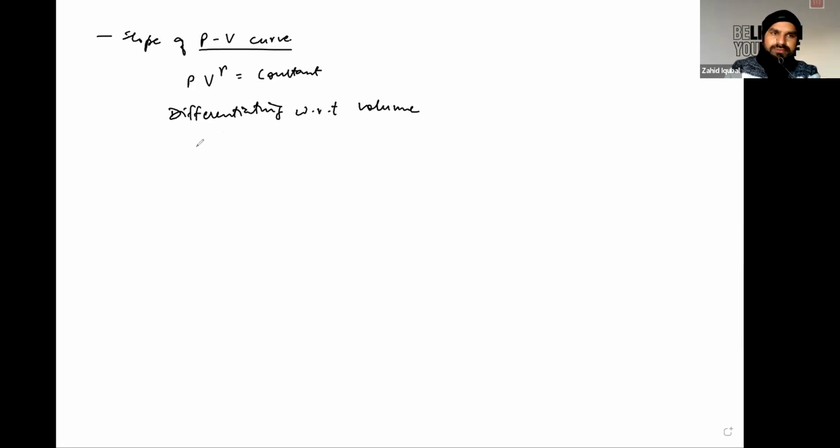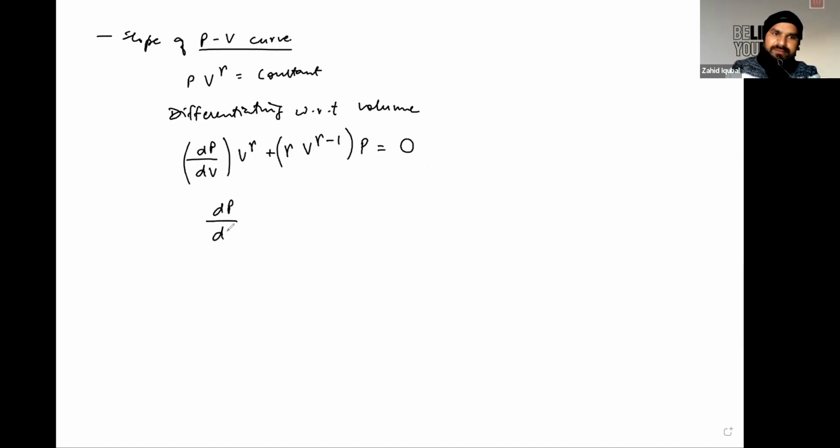So this is the product rule. Differentiation of the first quantity multiplied by the second one, plus differentiation of the second one, which is V to the power gamma. So it will be gamma V to the power gamma minus 1 multiplied by the first, P, equals, on the right hand side, a constant term. Differentiation of any constant term is 0. Now just rearrange this.